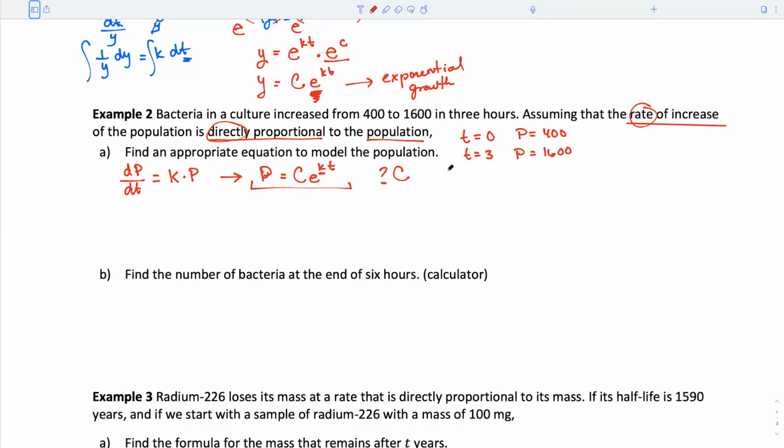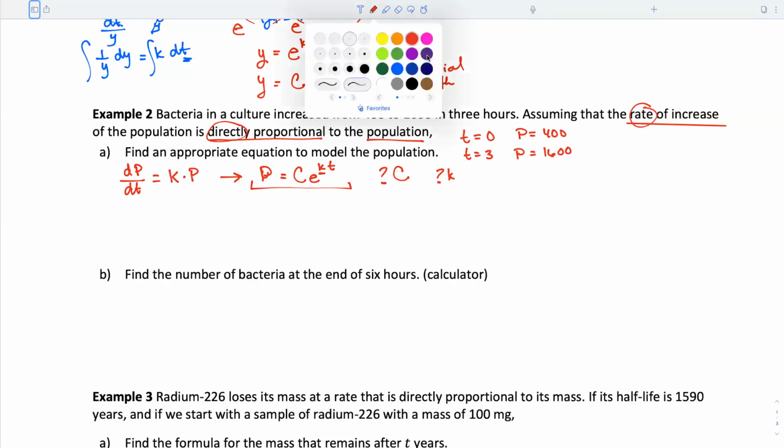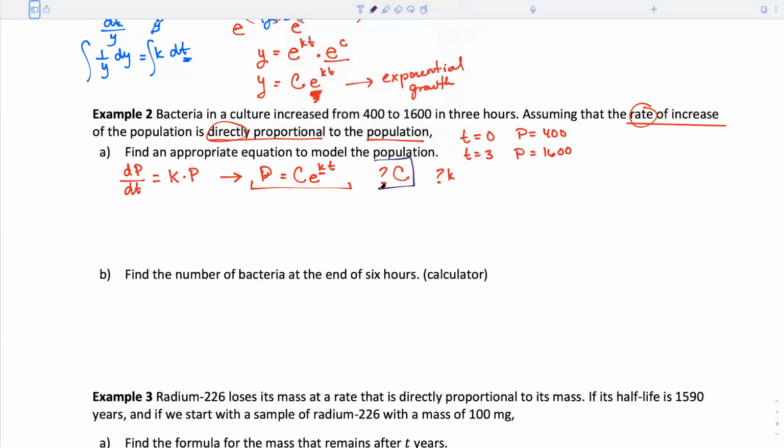Okay, we have 2 unknowns here. So we've got to figure out what is c and what is k. The first thing I'm going to do is solve for c. Now, in order to solve for c, I will need to get rid of kt. And that is done when t is 0, right? 0 times k is going to be 0, and e to the 0 is just going to be 1.